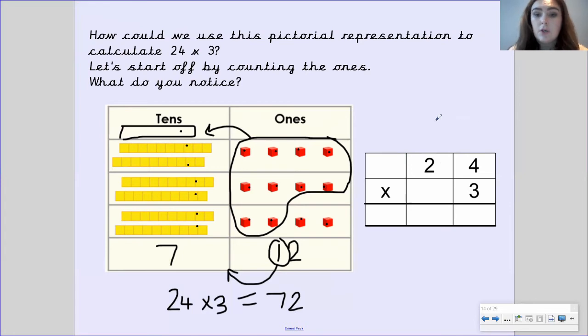Now, if we're going to show this using the column method multiplication, then what we need to do is start with our ones.